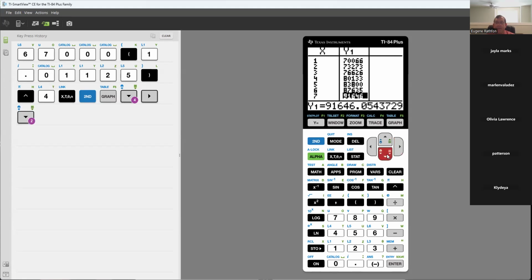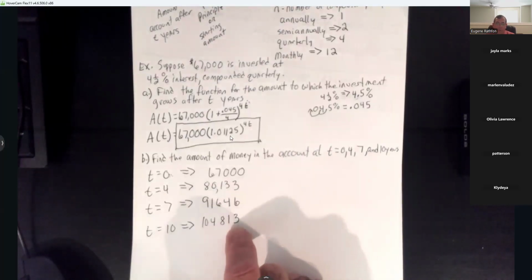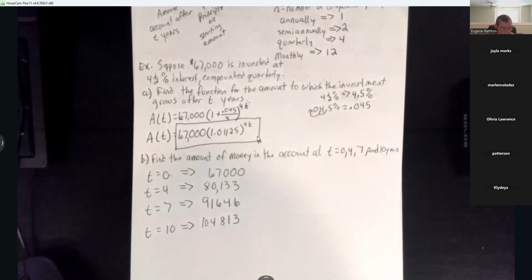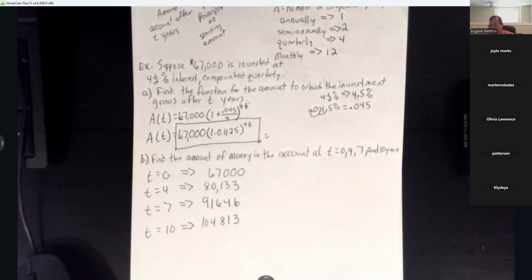So then we had 7 years. I had 91,646. And then at 10 years, 104,813. But these were all the decimals that I converted to get those numbers, okay? So the calculator can be really nice at times and it'll round them off for you. Or if you click on it, it'll give you the decimals. All right, y'all. So one more problem in this section.